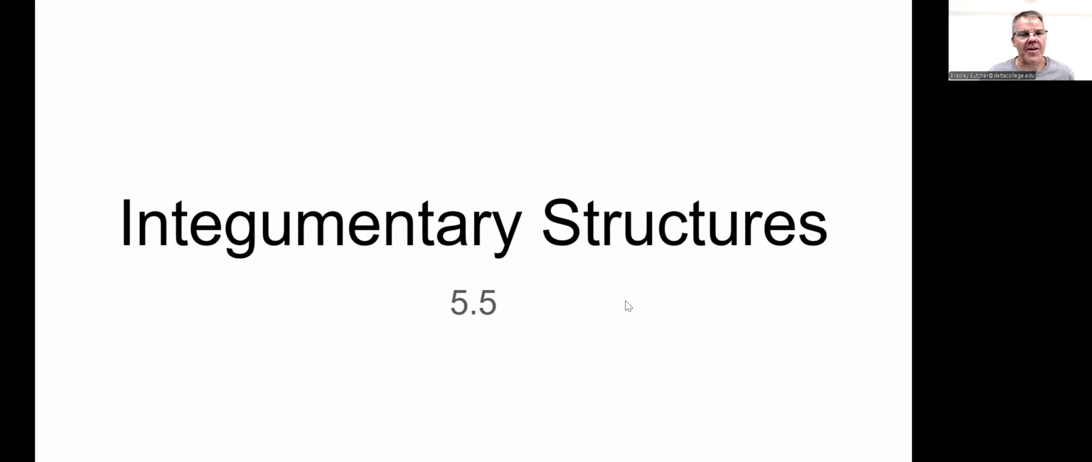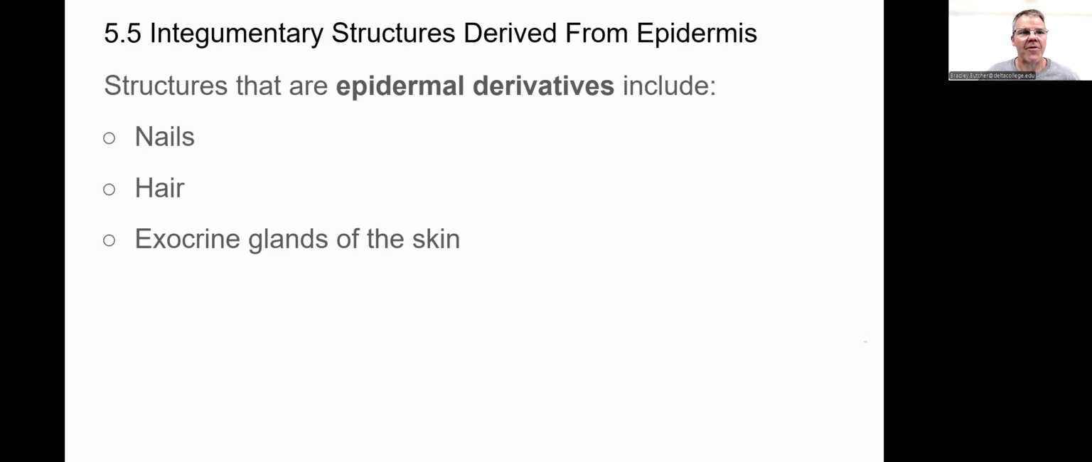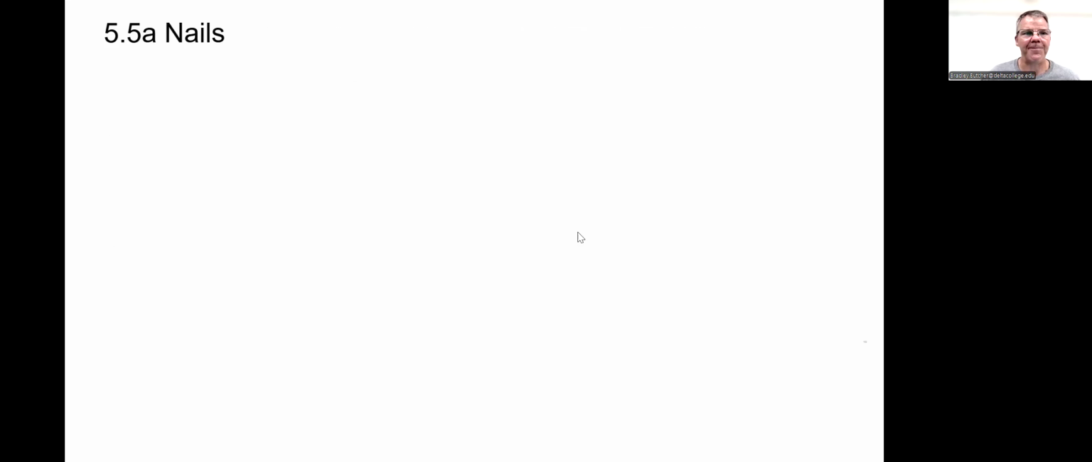We've already talked about the integumentary system, some of its tissues and layers: the epidermal, the dermal, and the subcutaneous layers. This time, we are going to look at some of the structures that are found in the integumentary system. Starting out, the basic things we're going to find today are the three main things that we call epidermal derivatives, and they include nails, hair, and the exocrine glands of the skin.